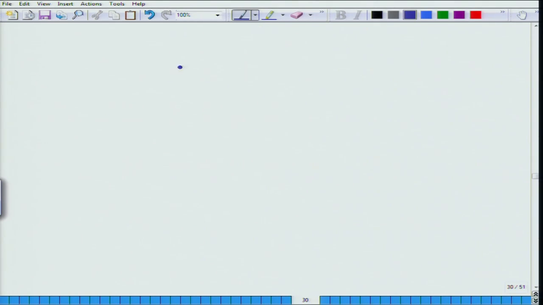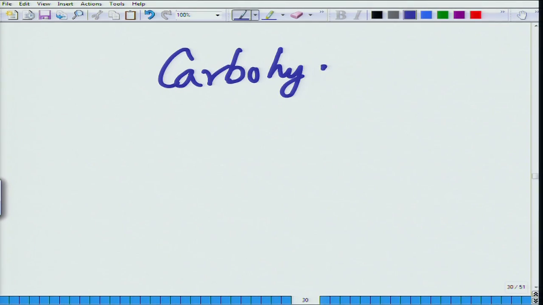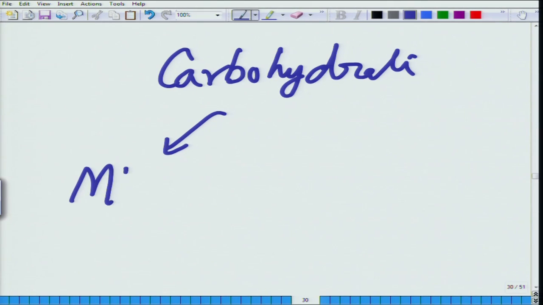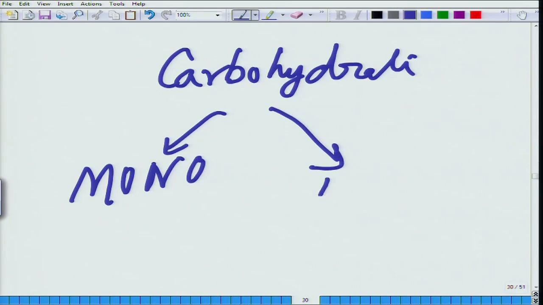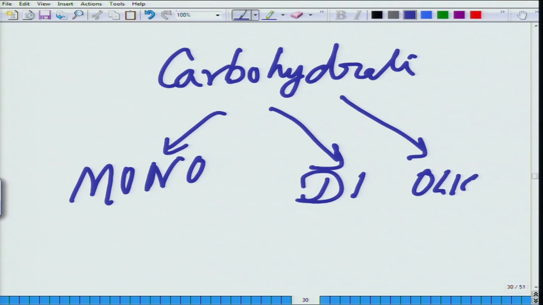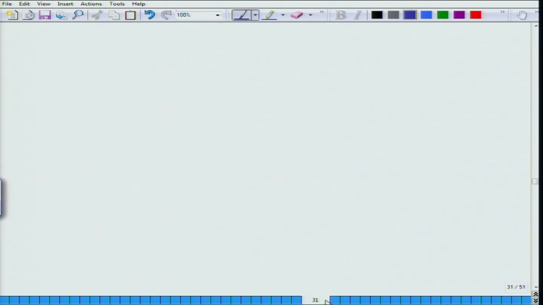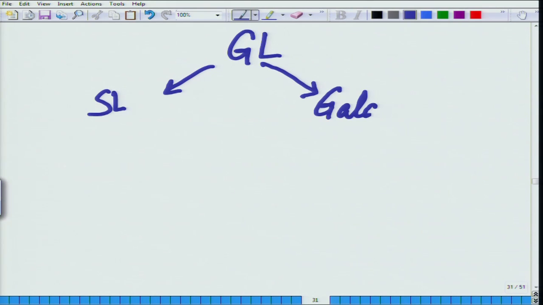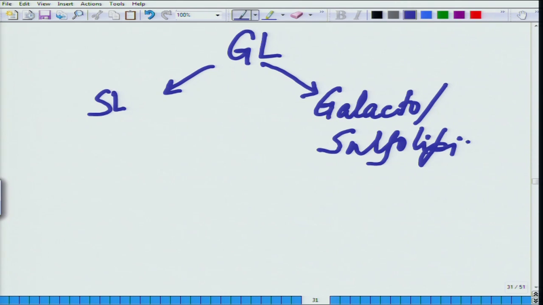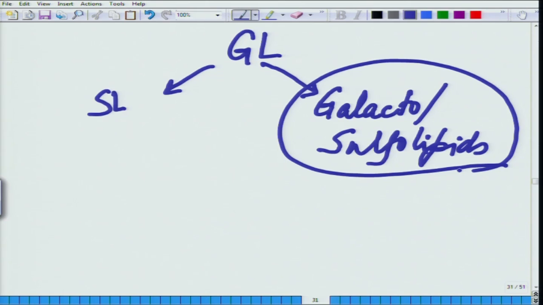Okay. This carbohydrate could be a mono. You remember in the previous class we talked about monosaccharide, disaccharide or oligosaccharide likewise. Okay. It could be anything that X is equal to, and these are called sphingolipids under the category of glycolipids. And apart from it, there is another class within the glycolipids. Glycolipids stands for GL, and within that we talked about the sphingolipids. Now, we will be talking about another one, which is called galacto or sulfolipids. How these look like, galacto or sulfolipids.